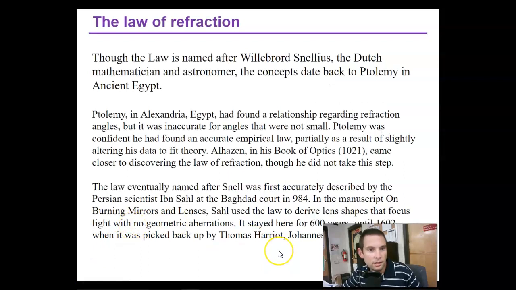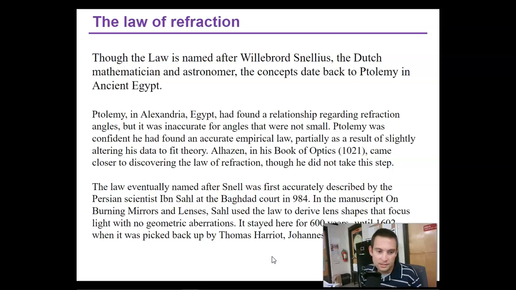On to some history. As I mentioned, the law is named after Willebrord Snellius, the Dutch mathematician and astronomer. The concepts go all the way back to Ptolemy in ancient Egypt. Ptolemy found the relationship regarding refraction angles, but it was inaccurate for angles that were not small. He was confident that he found an accurate empirical law, partially as a result of slightly altering his data to fit his theory. Don't ever do that.